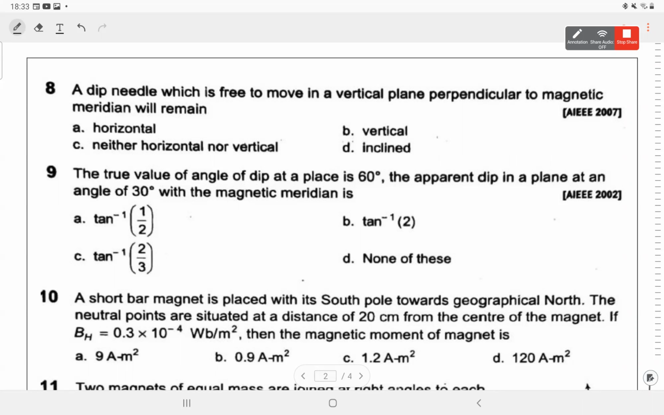Number 9. The true value of dip angle delta is 60. The apparent dip angle delta dash, the apparent dip angle at an angle 30 degree with the magnetic meridian. So theta is 30 degree और हमें delta dash बताना है. Tan delta dash will be tan delta by cos theta.